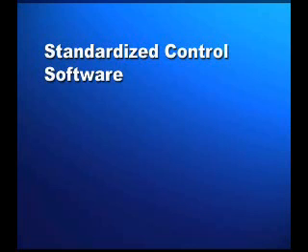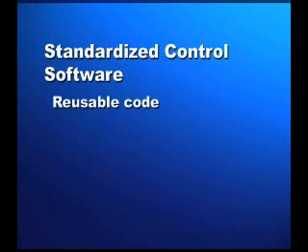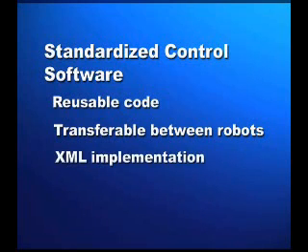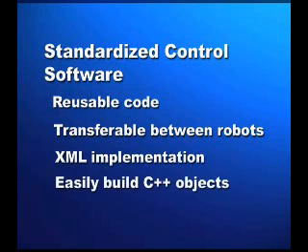Actin supports the generation of standardized control software. This code is completely reusable and can be transferred from one type of robot to another. The control code is implemented with XML. Developers can easily connect code with components from the Actin toolkit to build XML configurable C++ objects. All of the advantages of XML are available to users of Actin.